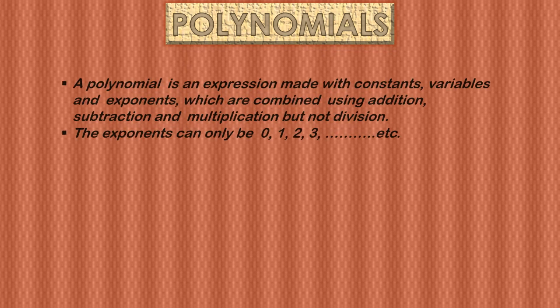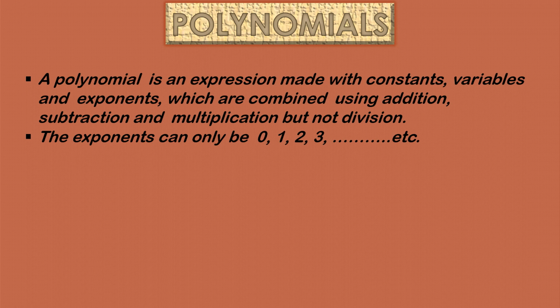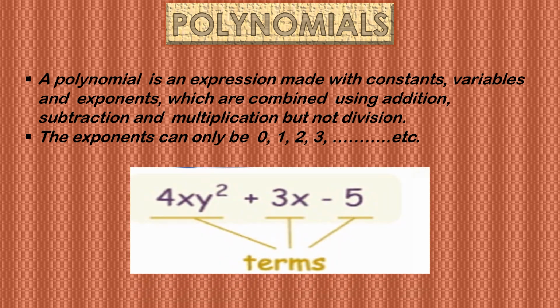A polynomial is an expression made with constants, variables, and exponents, which are combined using addition, subtraction, and multiplication, but not division. The exponents can only be 0, 1, 2, 3, etc. You can see this example, 4xy square plus 3x minus 5.